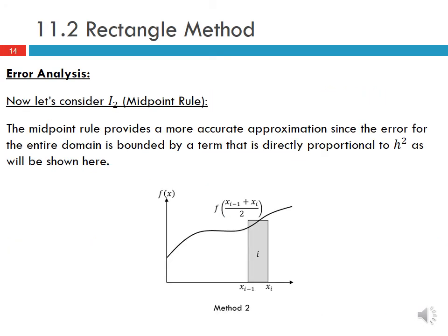Okay, so let's consider I2, which is a little bit different than the other ones. This was the midpoint rule. The midpoint rule provides a more accurate approximation, since the error for the entire domain is going to be bounded by a term that is directly proportional to h squared, as we will see here.